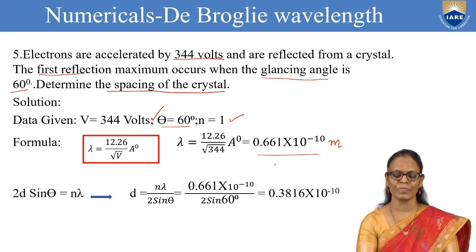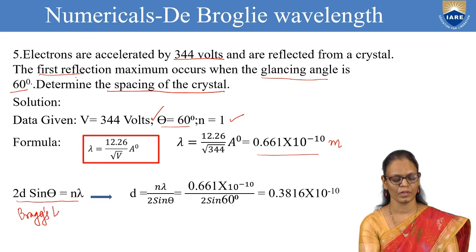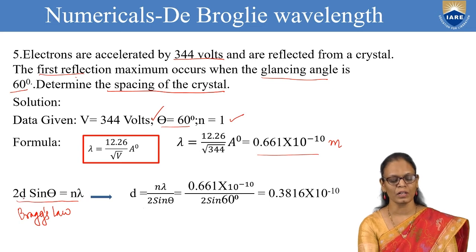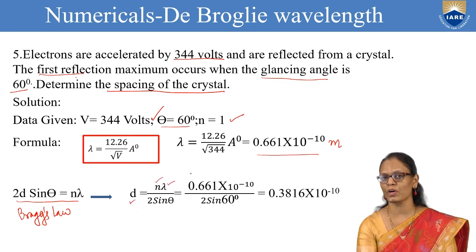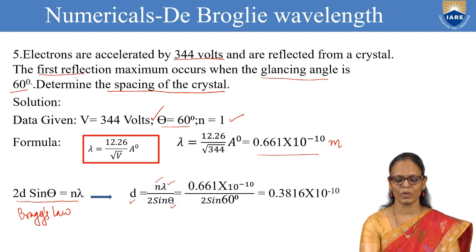Okay. Now, in order to calculate the spacing, we'll use the Bragg's law. What is Bragg's law? 2d sine theta is equal to n lambda, or if you take 2 and sine theta the other side, you get d is equal to n lambda upon 2 sine theta. Means we are writing what is required in terms of known values. n is equal to 1 we know. Lambda we have found out just now. And theta is given 60 degree. So d is equal to n lambda upon 2 sine theta we are going to use. So anyhow n is 1.